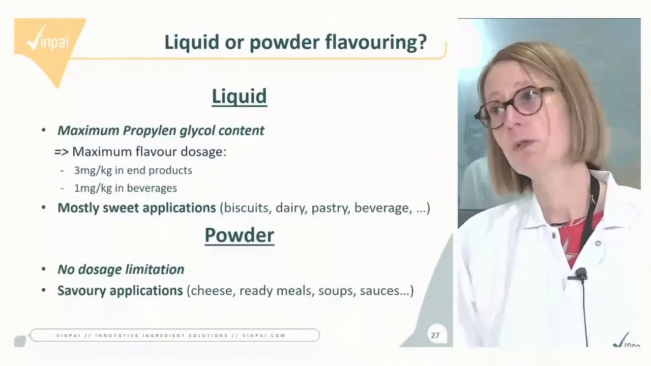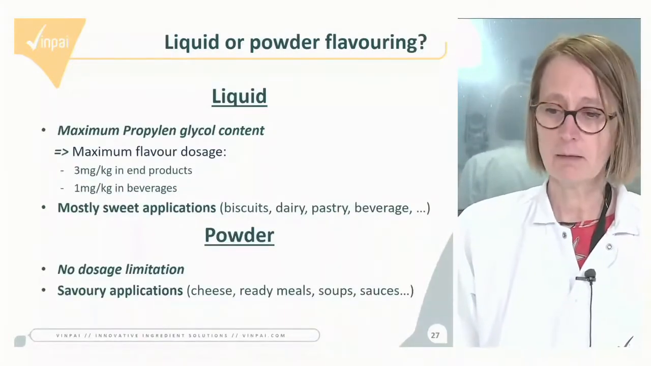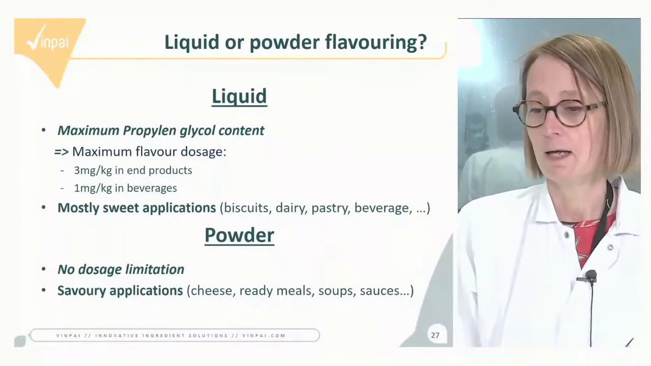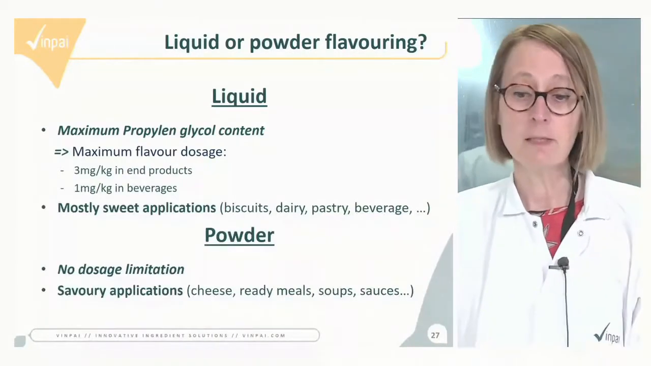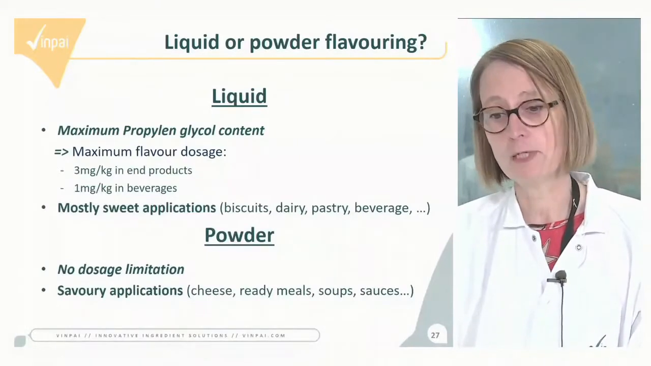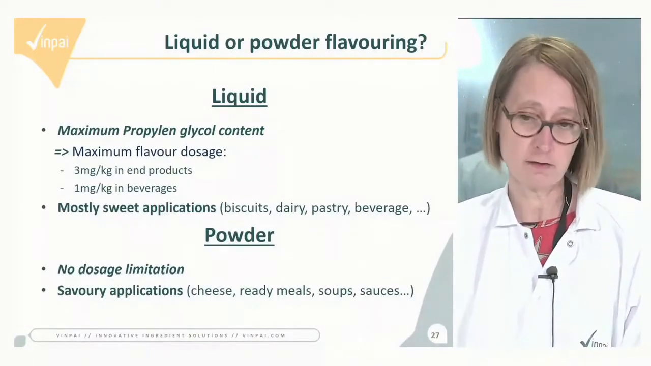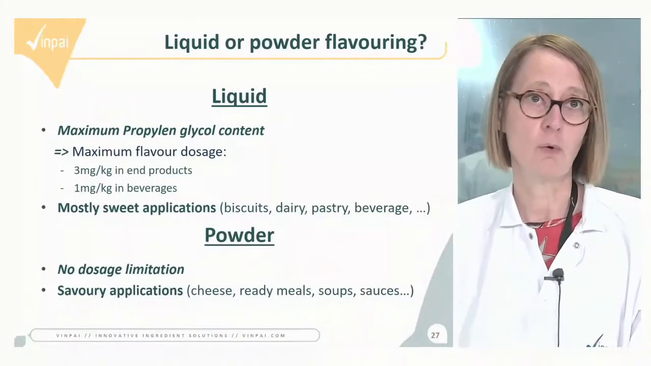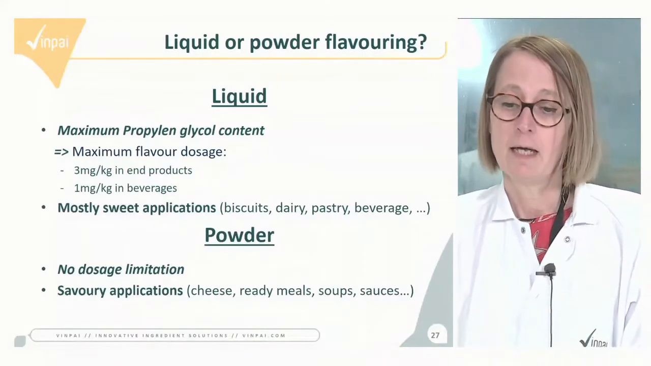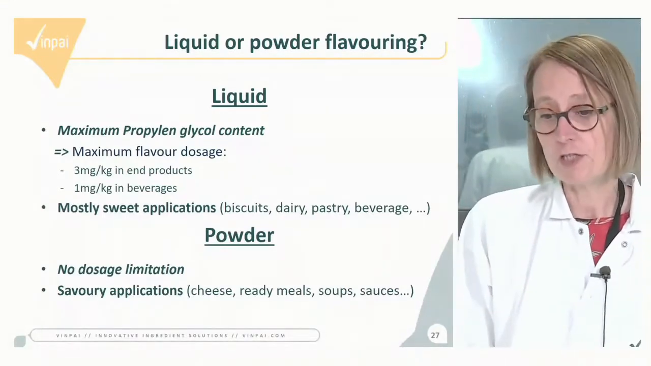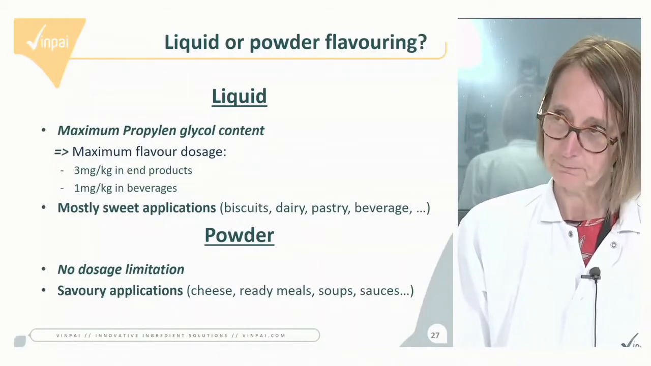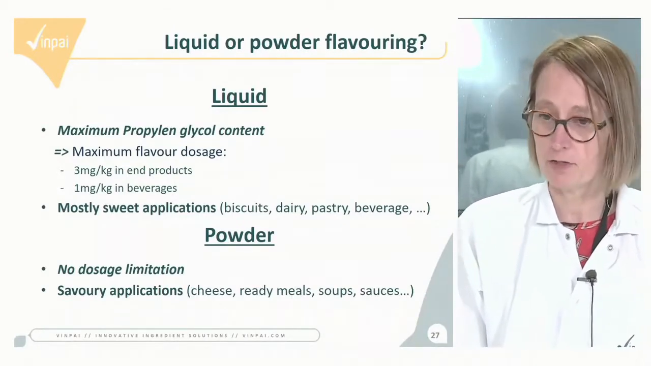How do you choose between a liquid and a powder flavor? Most of the time, the liquid flavors are used in sweet applications like biscuits, dairies, pastry or beverage, with a limited dosage because the legislation limits the propylene glycol content of the finished products to 3 mg per kilo for all the applications and 1 mg per kilo in the case of beverage. Powder flavors are mostly used in savory applications like cheese, ready meals, soups, sauces, and with no dosage limitation.